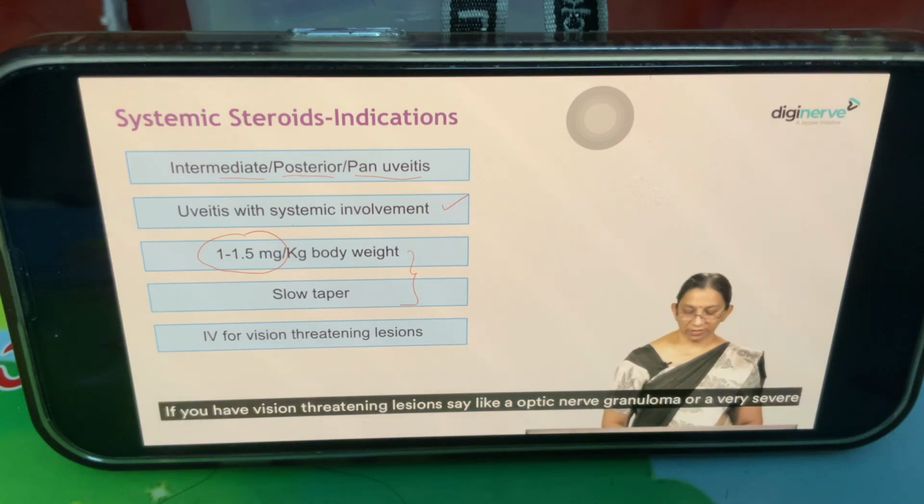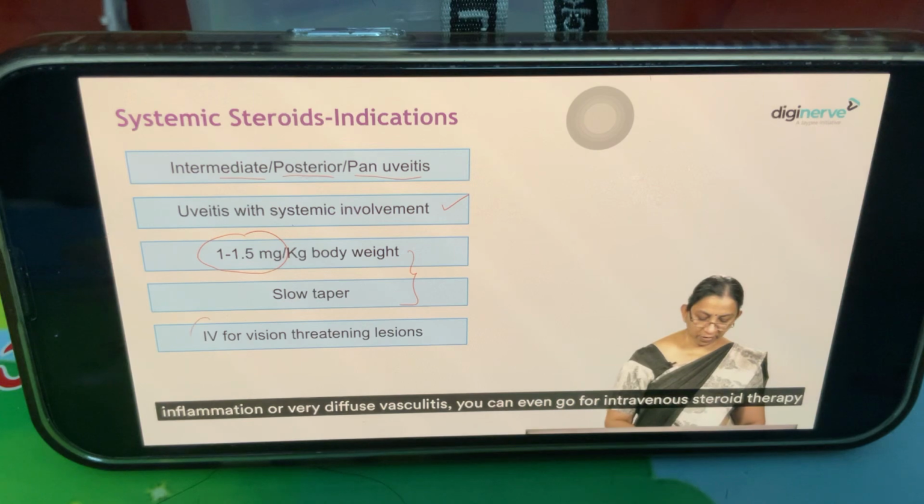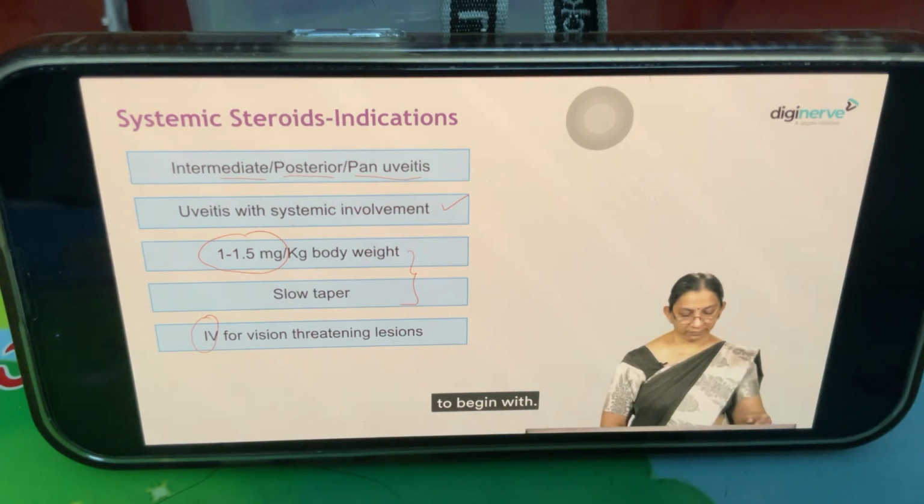If you have vision-threatening lesions, say like an optic nerve granuloma or a very severe inflammation or very diffuse vasculitis, you can even go for intravenous steroid therapy to begin with.